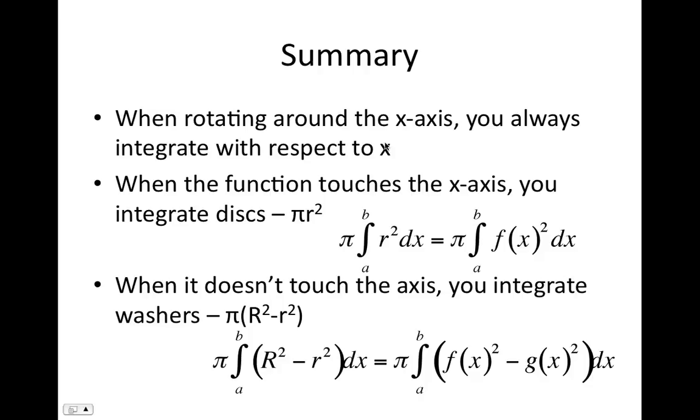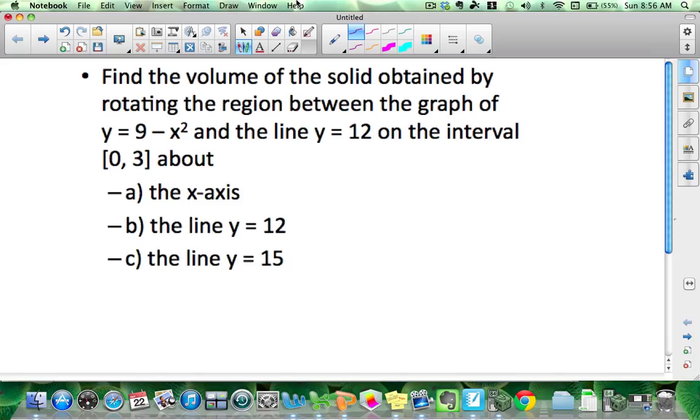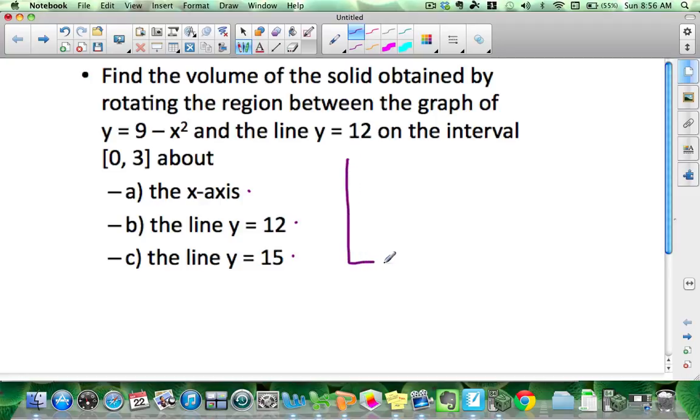But as you guys have seen before, there are plenty of times when you're rotating around something other than the x-axis itself. So let's look at this example. We want to find the volume of the solid obtained by rotating the region between the graph of 9 minus x squared and the line y equals 12 on the interval from 0 to 3 about these three axes of rotation: the x-axis, the line y equals 12, and the line y equals 15. All right, so let's start by drawing a really good representation of this region so that we can use it for all three of these problems.